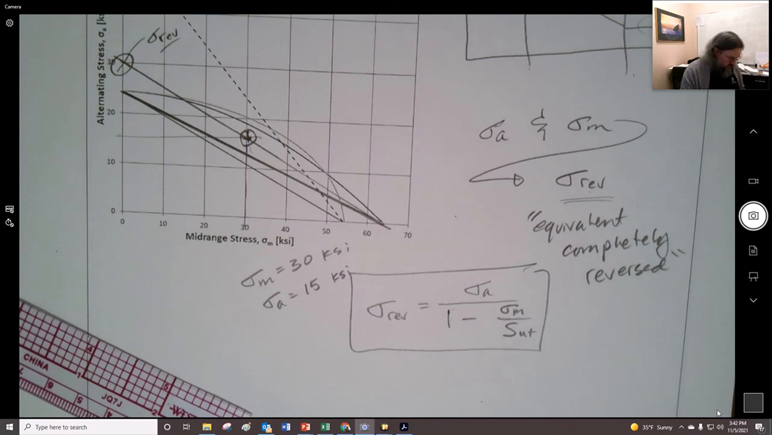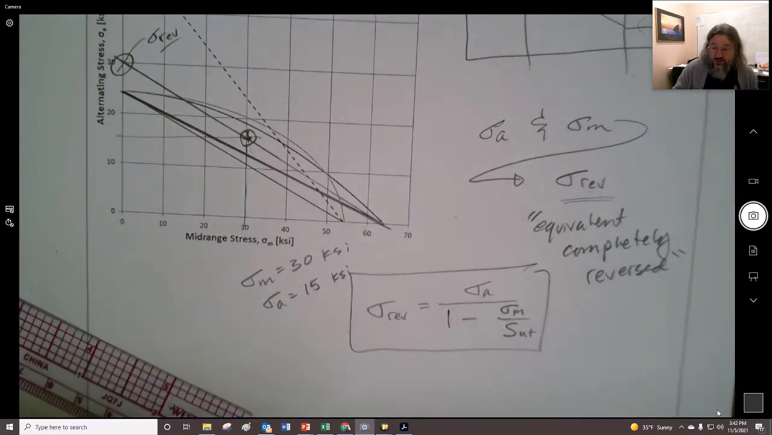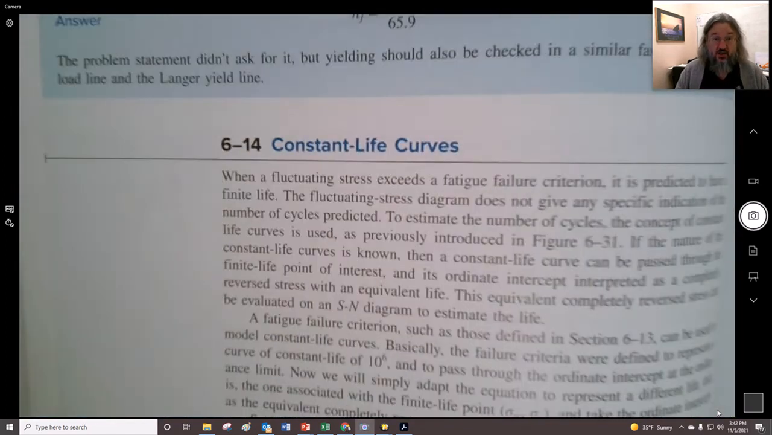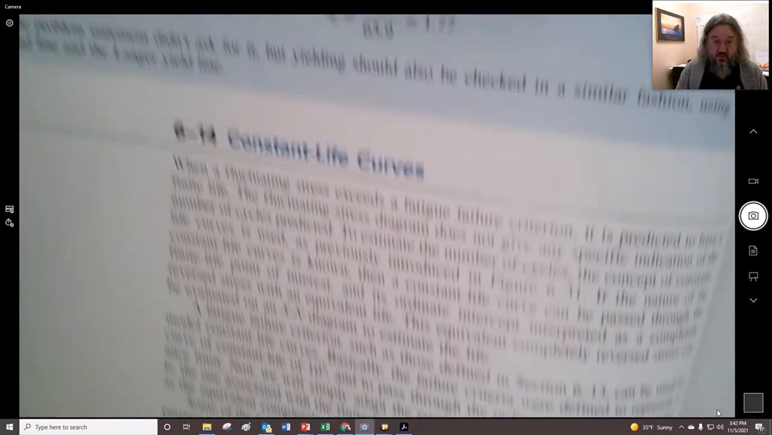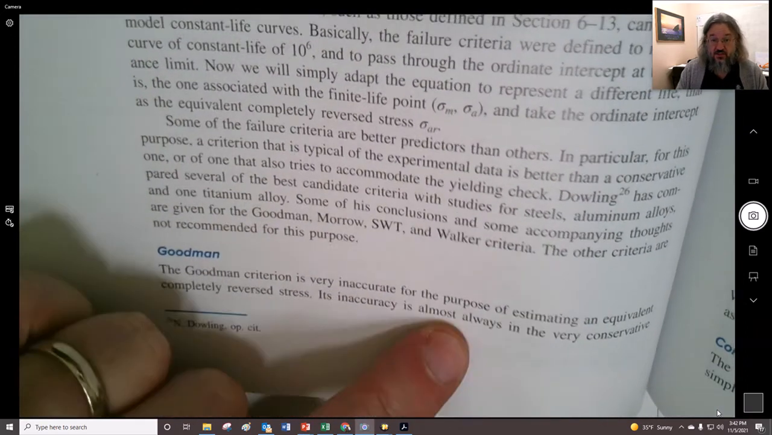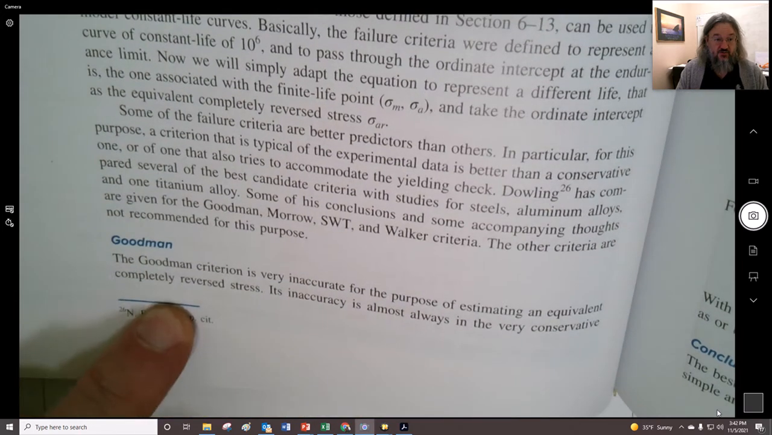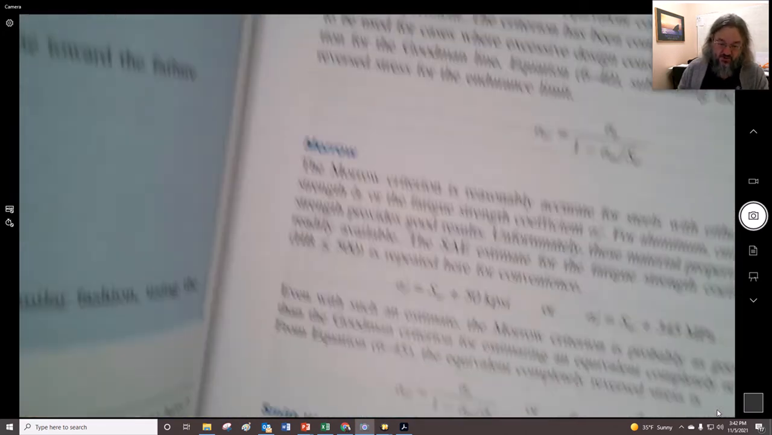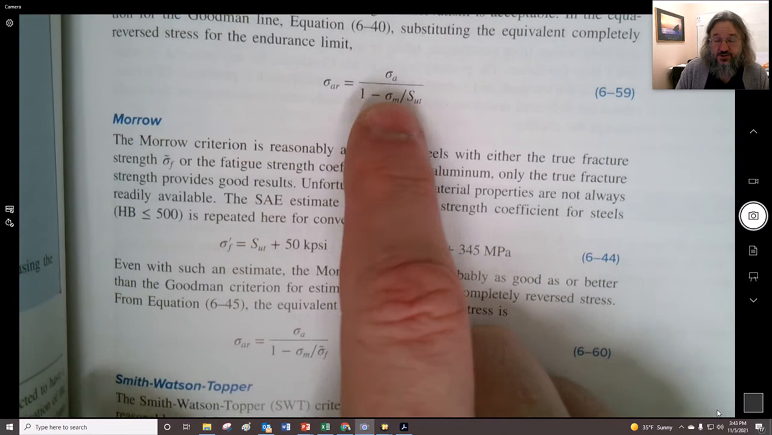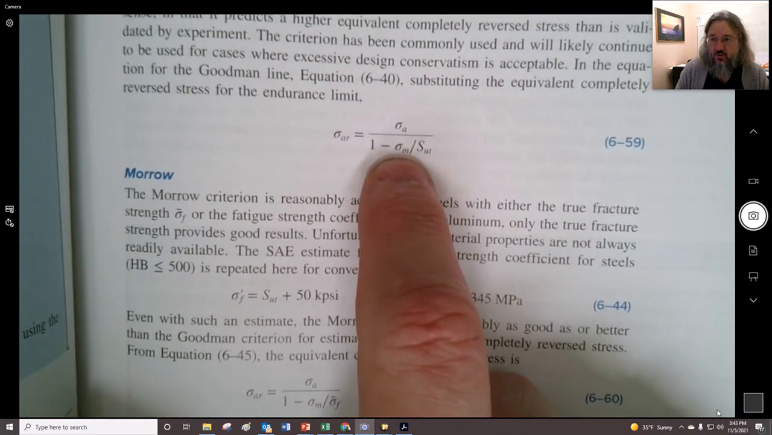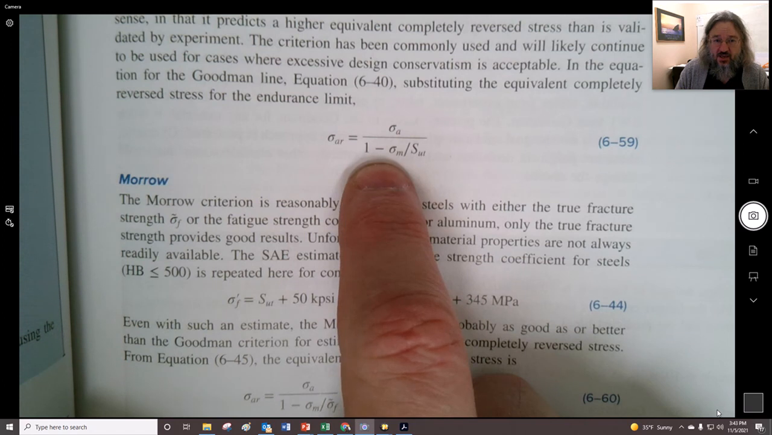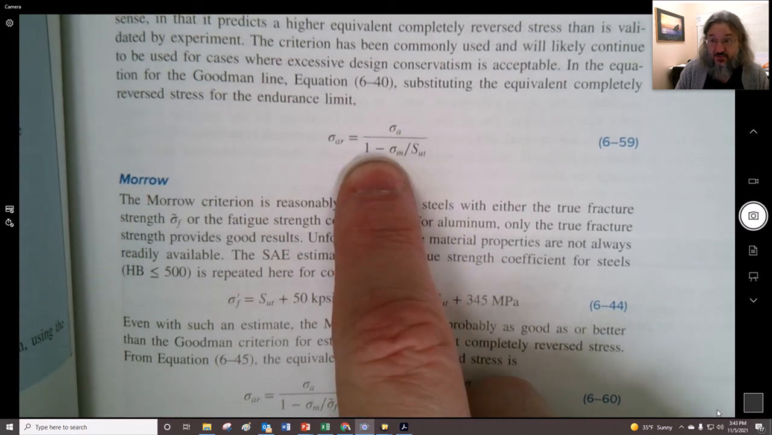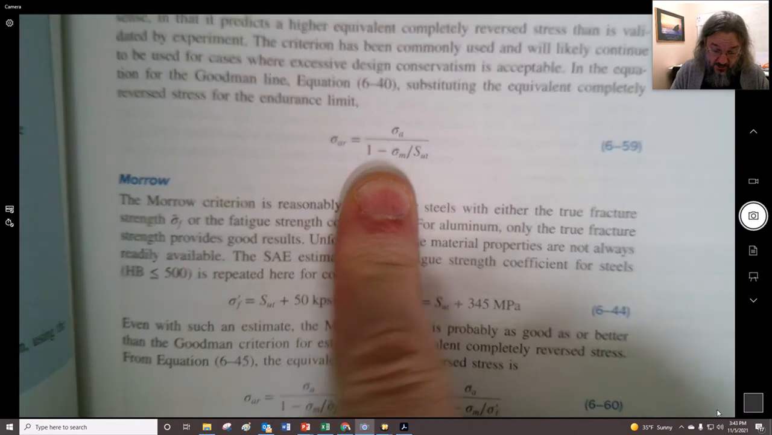I do not know. We have constant life curves. Okay, so I believe there's a new section in the 11th edition called Constant Life Curves. And I see under the Goodman, very inaccurate for purposes of estimating an equivalent completely reversed stress. Its inaccuracy is almost always in the very conservative sense. But here is the equation that I just wrote right here. So this equation used to only be, if you have the 10th edition, in example 6-12, but now it's right here.